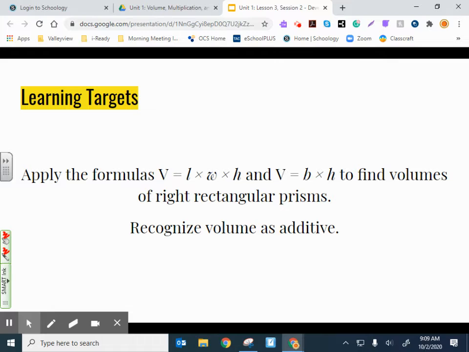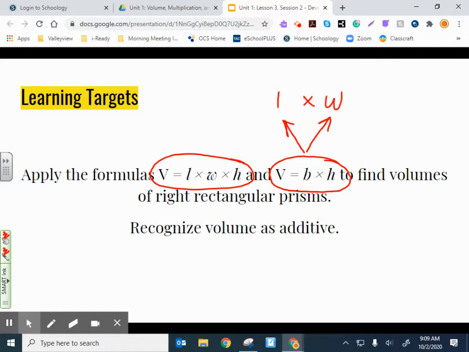One is going to be this first one where we have length times width times height. The other one is base times height. That's what that B stands for. But if you're given one of these formulas and want to figure out the other, just remember that the B in base is actually when you're multiplying the length times the width. So that's where you get that B from. So if you remember that, you should be okay. They're interchangeable. They both find the volume using similar measurements.